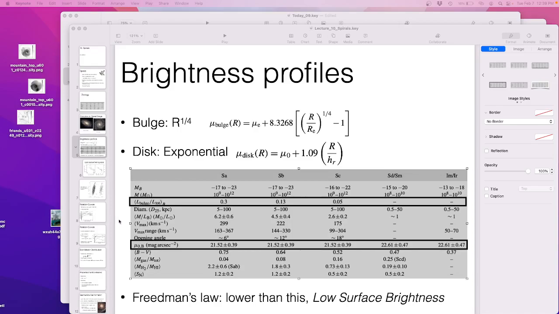So I like this table. One of the reasons I like this table is you can learn a lot about galaxy evolution by way of it. You can learn about how galaxies go from big galaxies to little galaxies. The bulge looks like a de Vaucouleurs profile, and the disk looks like an exponential, which we've talked about already.